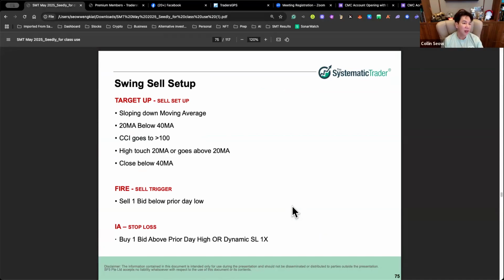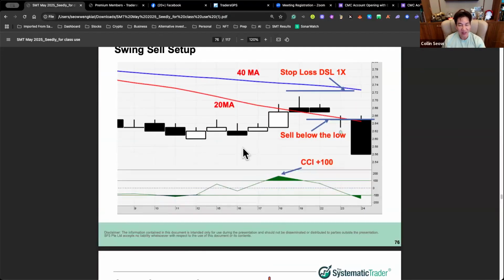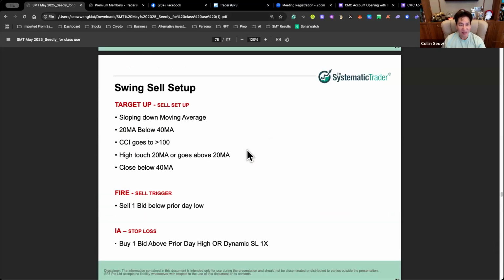I find it very funny. Sometimes with long, people find it very easy to understand, but when it comes to short, they cannot turn their thinking around. So the short looks something like this. But let's go through the short first.